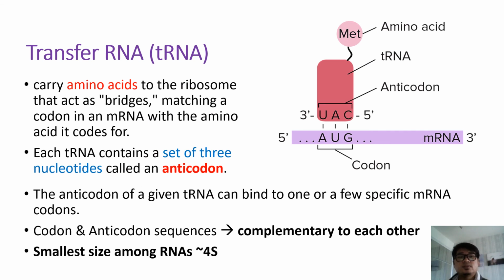All right, the other one is transfer RNA, or tRNA. This tRNA carries amino acids to the ribosome, acting as a bridge that matches the codon in the mRNA with the amino acid it codes for. Each tRNA contains a set of three nucleotides called the anticodon. The anticodon holds the amino acid that they carry. The anticodon of a given tRNA can bind to one or a few specific mRNA codons. These codons are complementary to the anticodon sequence. So the anticodon is the part that will bind to the mRNA.